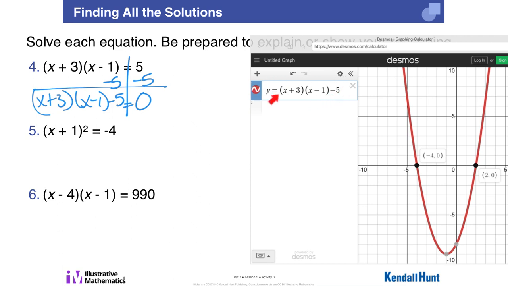So then when I graph that equation, I'm looking for when it equals 0, which is my x-intercepts. And so I end up with the two answers, x equals negative 4 and x equals 2 as my answers.